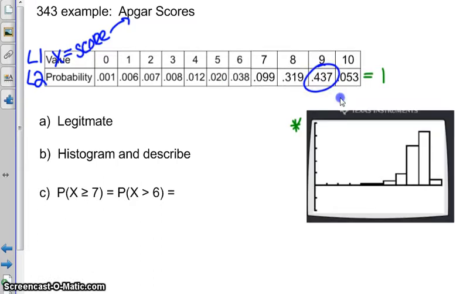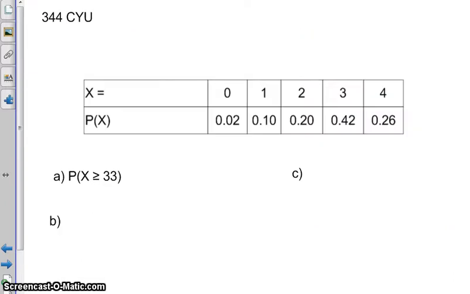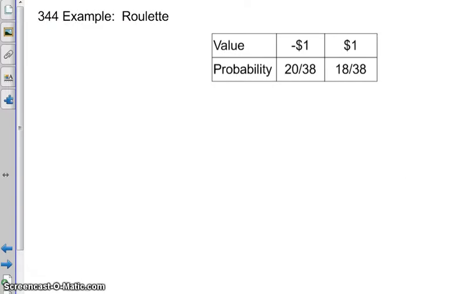Now, when we talk about probabilities with discrete random variables, all I'm going to do again is look at my table. If I want to know the probability that somebody scored 7 or higher, that could also be stated as the probability they scored higher than 6. But again, all I have to do is add those values up. So discrete is pretty much what we did in the last chapter.